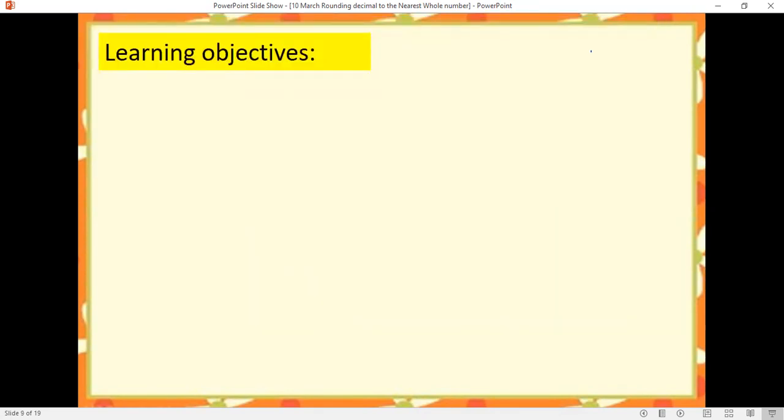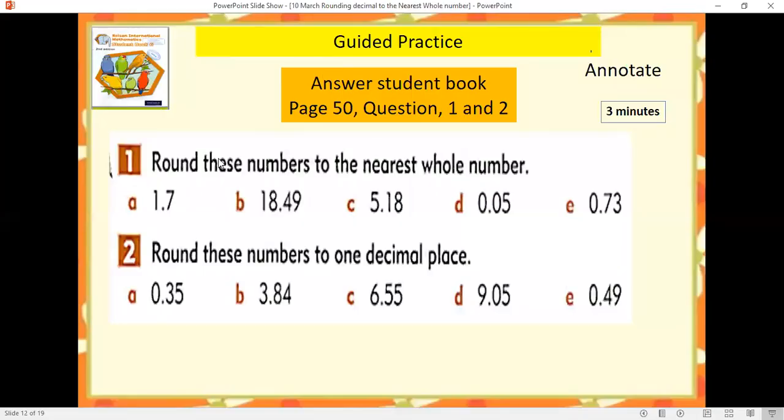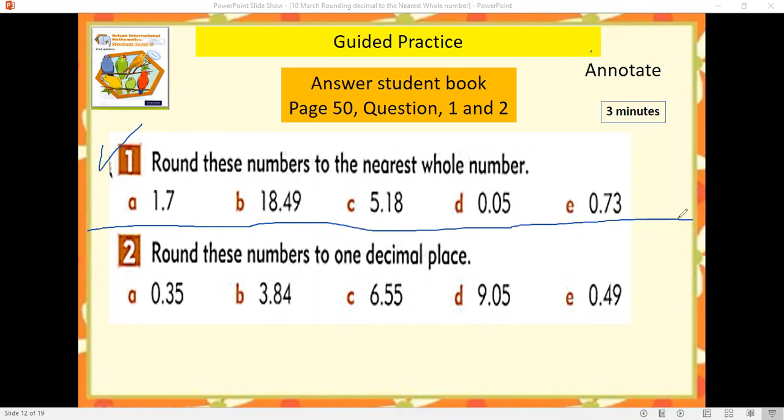Okay. Do you have any question? I hope you don't have any more questions and you will answer the rest of the exercise. Now I want you to pause your video and answer question 1 only. This is on page 50, question 1. Only question 1, because this will be our next lesson. You can pause your video and answer.